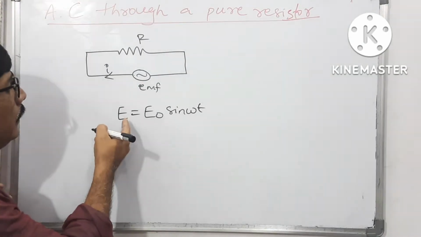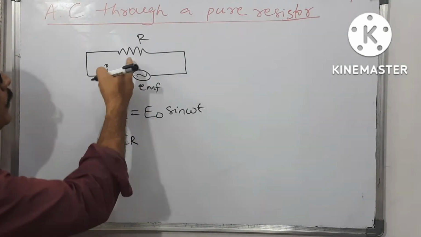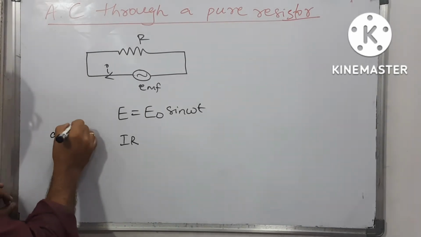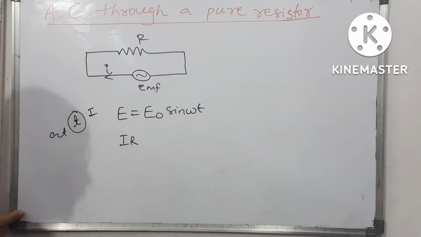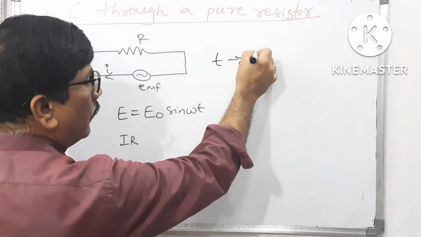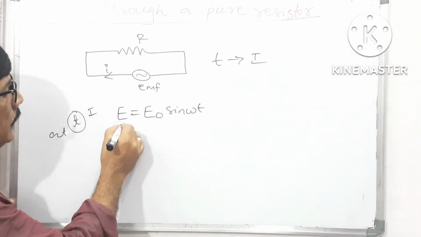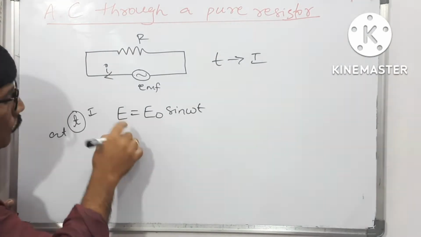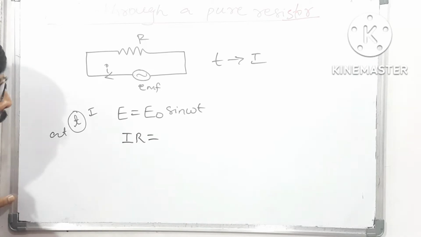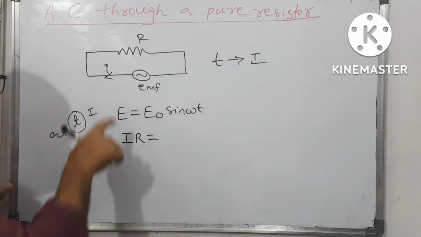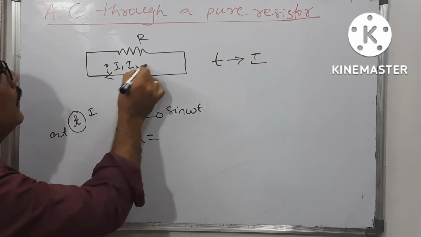Now I am going to write this E as I into R, because the current is passing through it. Assume that at a particular instant of time, the corresponding current is I. Then how can you write this equation? E, the instantaneous electromotive force, is the current in the resistor into the resistance of the resistor. But you know the current may be changing through it. The current value goes on changing, I becomes I1, I2, I3, I4.